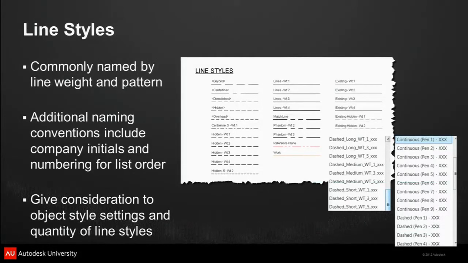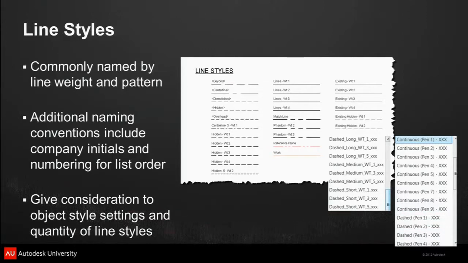Line styles. We've done a lot of work with outside consultants. I've seen a lot of line style setups, most commonly named by weight and pattern. We've seen additional line styles set up for, we'll say, line 1, maybe they want to order them on the list. Also commonly named for having the company initials at the end.